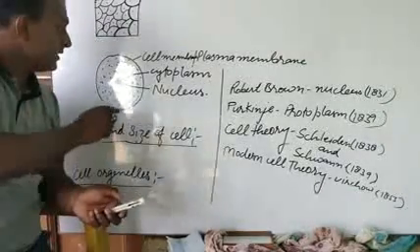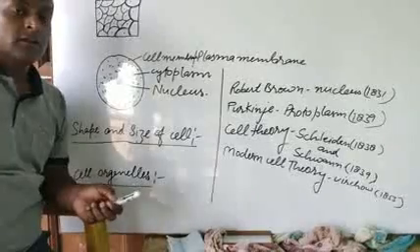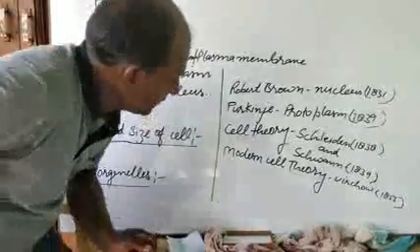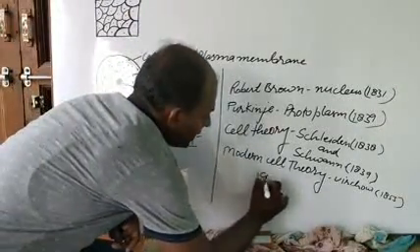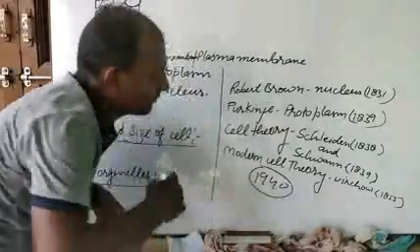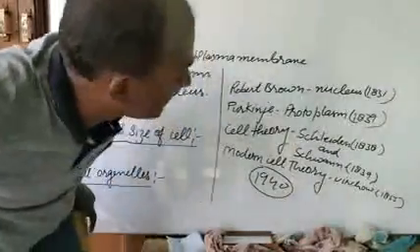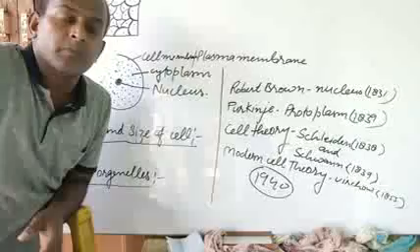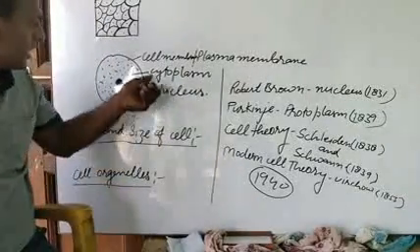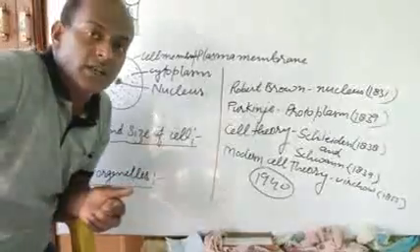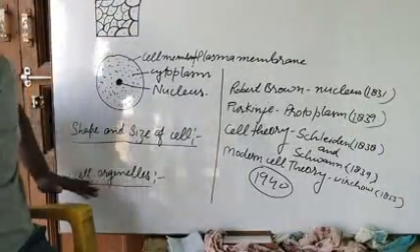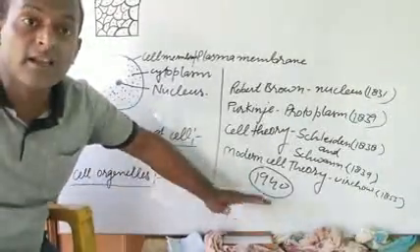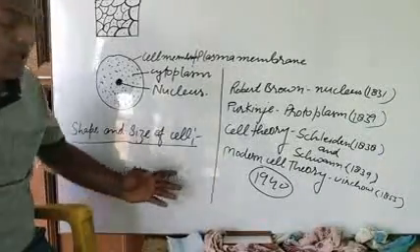Now when we see the structure of the cell after the discovery of the electron microscope in 1940, simply we can mention here 1940. This is the time when the electron microscope was discovered. So after the discovery of the electron microscope, there were changes in the structure of the cell. Many cell organelles were discovered, after the discovery of the electron microscope.